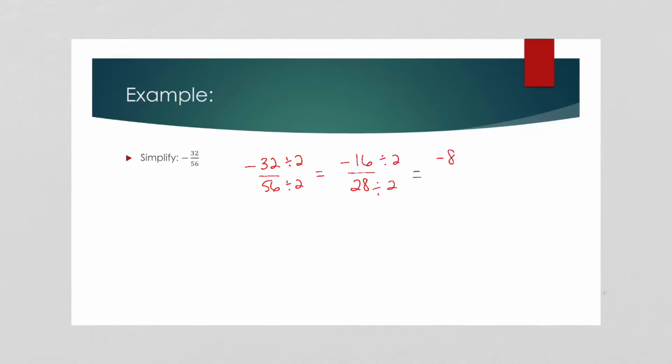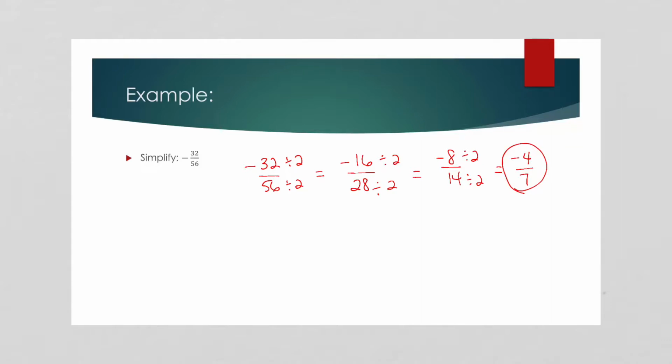So this would be negative 8 over, oh, well, look at that. Now both of those are also even, so I can keep dividing by 2. There we go. Now both of those, they don't have any common factors. So here is the simplified form.